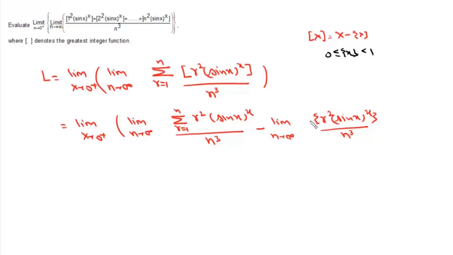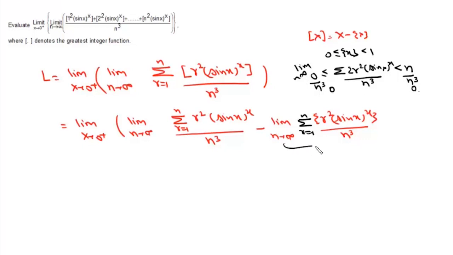So therefore this summation r square sin x to the power x will always be greater than or equal to 0, but it will be less than n. Now we divide everything by n cube, and if we take the limit n tends to infinity, left hand side is 0, right hand side is 0, then from the sandwich theorem we can say that the value of this limit will be 0.